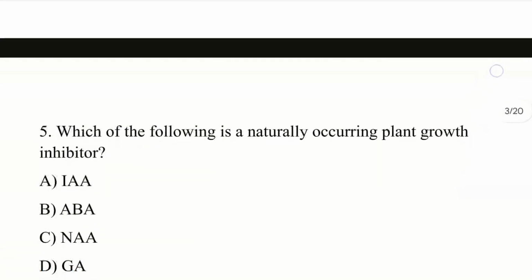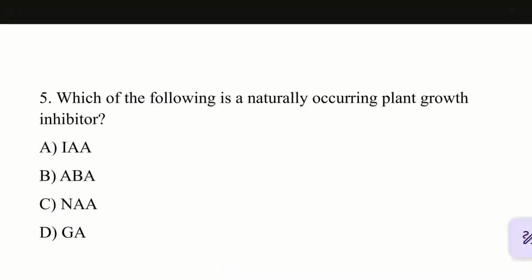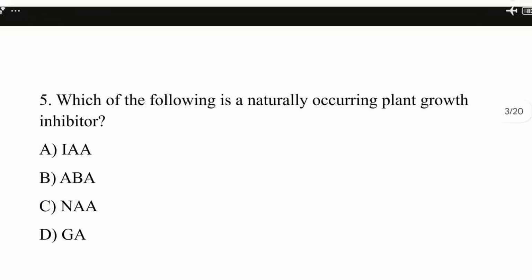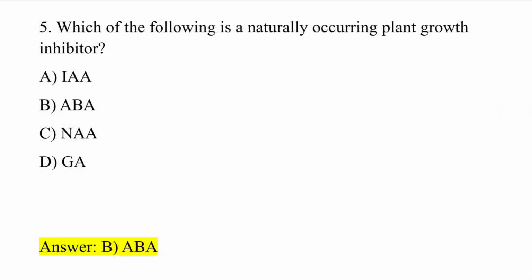Next, fifth question. Which of the following is a naturally occurring plant growth inhibitor? Option A: IAA, option B: ABA, option C: NAA, option D: GA. The correct answer is option B: ABA.